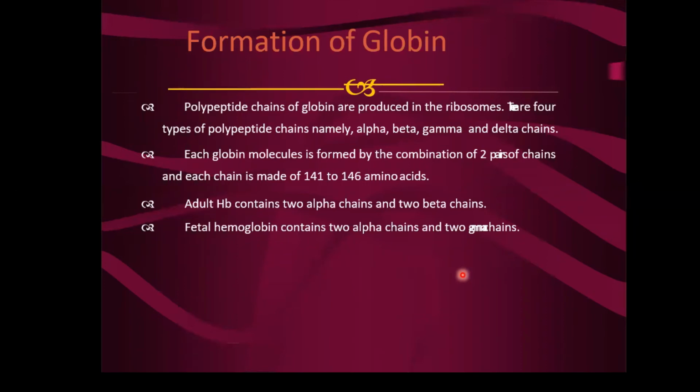Then starts the formation of globin, which takes place in the ribosomes. Polypeptide chains of globin are produced in the ribosomes. Four types of polypeptide chains, named alpha, beta, gamma, and delta chains, are produced. Each globin molecule is formed by the combination of two pairs of chains, and each chain is made of 141 to 146 amino acids. Adult hemoglobin contains two alpha chains and two beta chains, and fetal hemoglobin contains two alpha chains and two gamma chains.